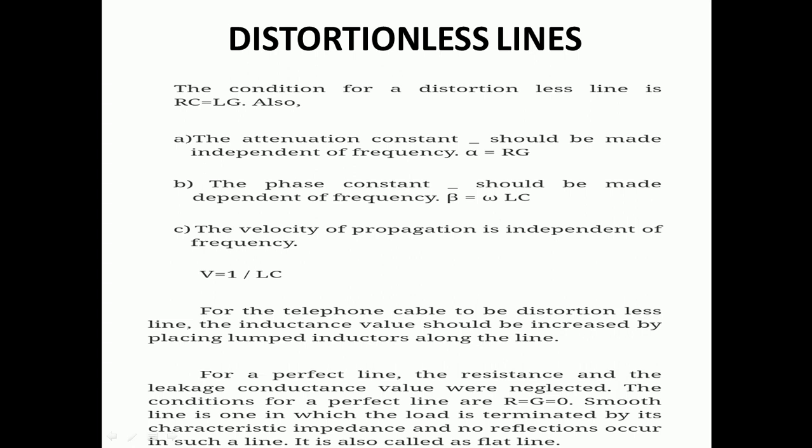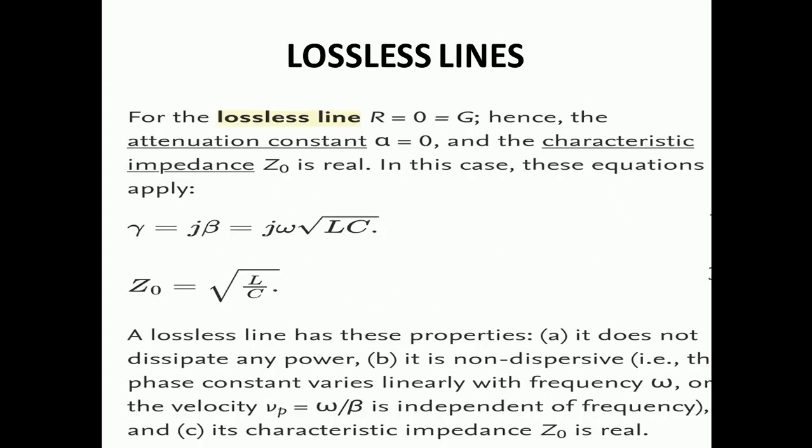For example, you can choose a telephone cable to be a distortionless line, where the inductance value should be increased by placing lumped inductors along the line. Other than that, we also have a perfect line wherein we have R equal to G equal to 0. A smooth line is one in which the load is terminated by its own characteristic impedance, which means that there can be no reflections and therefore it behaves as a flat line or a smooth line.